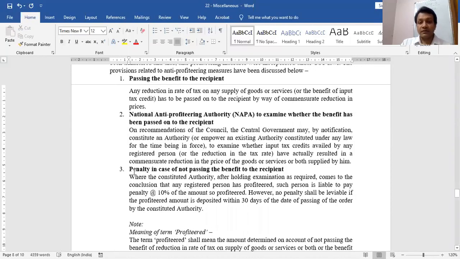Third, in case the benefit is not passed on to the consumer by the producer, this authority will impose some penalty also. These are the broad purposes of the anti-profiteering measure.